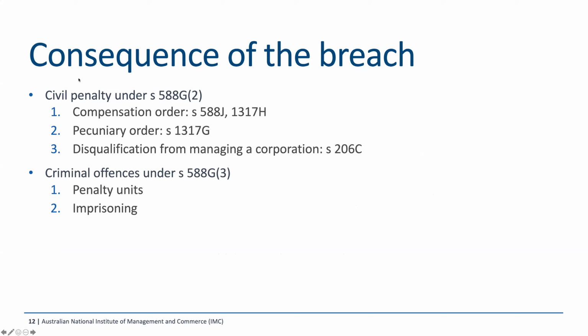If a director breaches the duty to prevent insolvent trading, he may face a civil penalty under Section 588G(2). The civil penalty includes a compensation order under Section 588J and 1317H, or a pecuniary penalty order under Section 1317G, or disqualification from managing a corporation according to Section 206C. Criminal offenses under Section 588G(3) lead to more severe penalties, including penalty units and imprisonment.